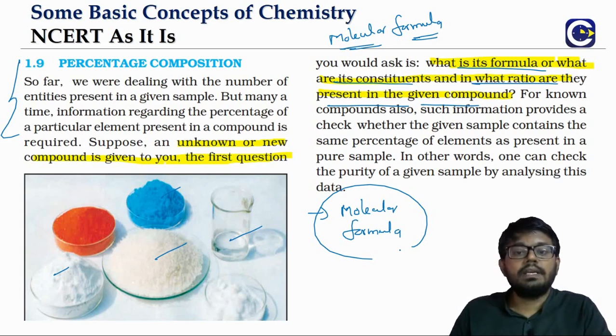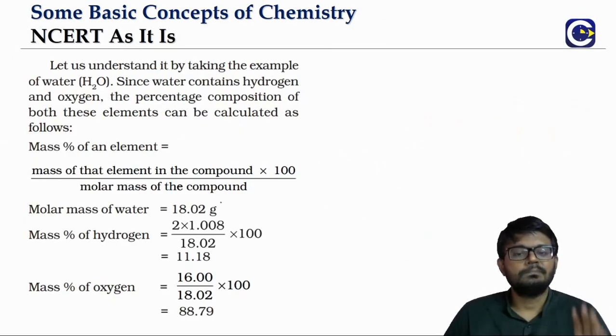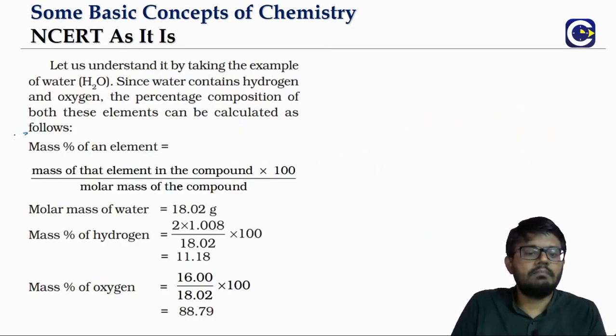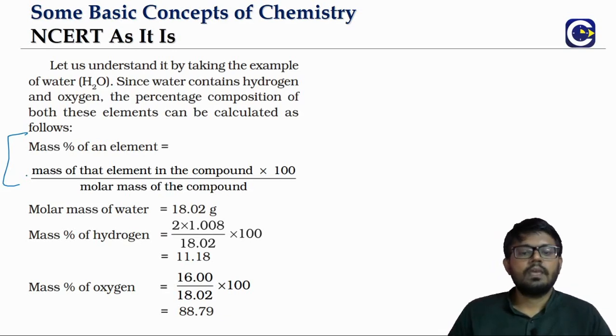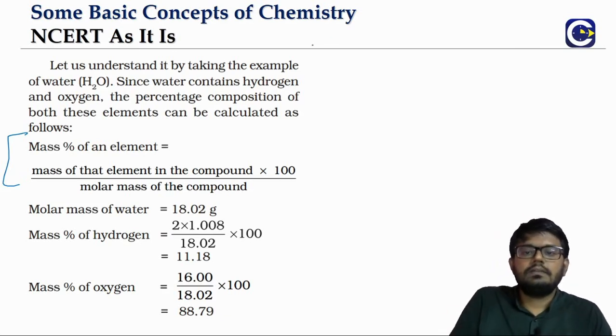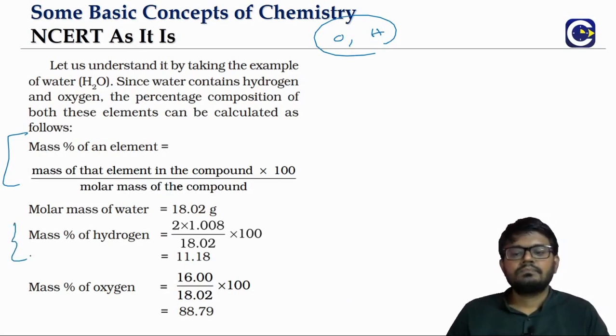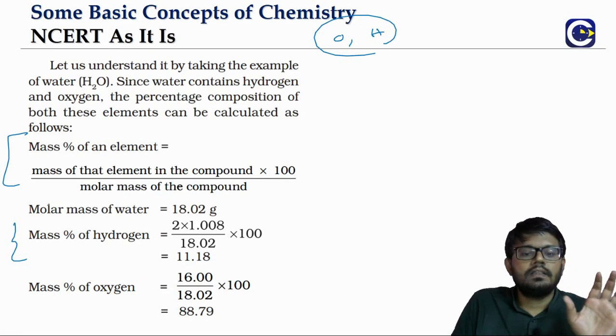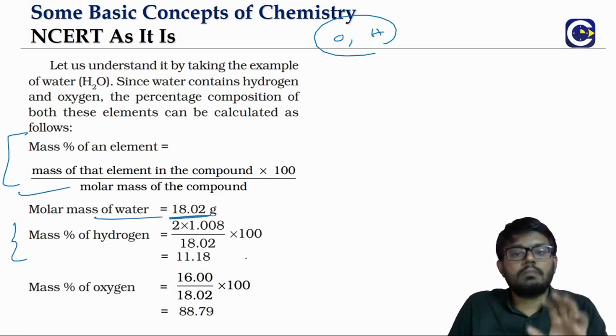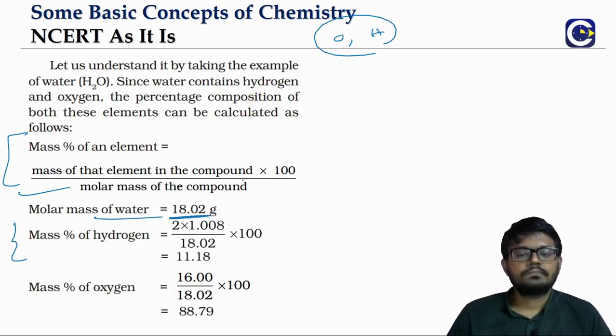So how do people estimate the percentage composition? Say, for example, we have a given mass of a substance. In that, it is said that we have oxygen and we also have hydrogen. Let's say we take the molar mass of water. What is the molar mass of water? These are all the exact values, 18.02 grams. How do you get the mass percentage of hydrogen in that?